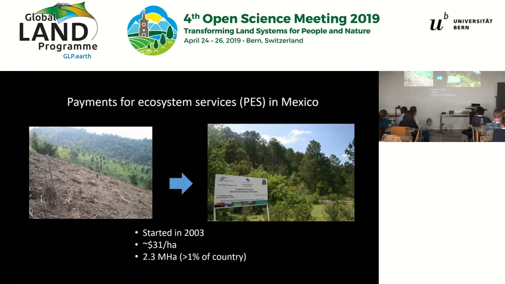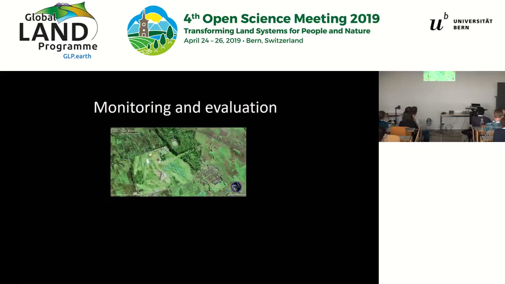It has grown so much that now more than 2.3 million hectares in the country have benefited from this program, which accounts for more than 1%. And this is one of the biggest programs in the world. If we want to monitor such a big program, we have 2 options. We go to the field and measure trees, or we buy very expensive high-resolution satellite images. But these 2 methods are usually very expensive and not always available.